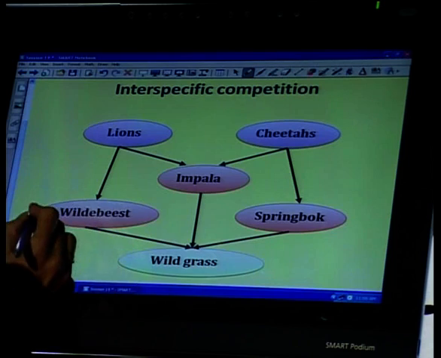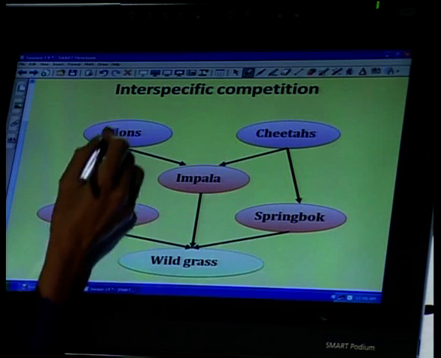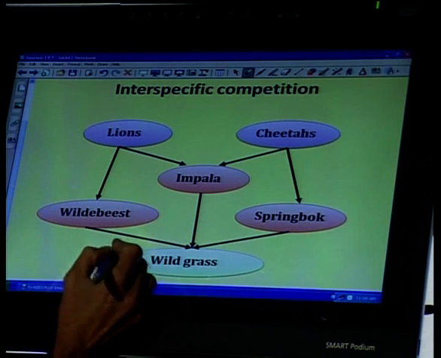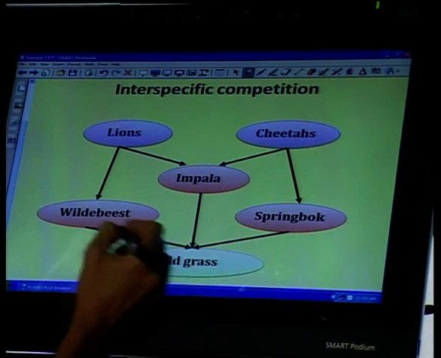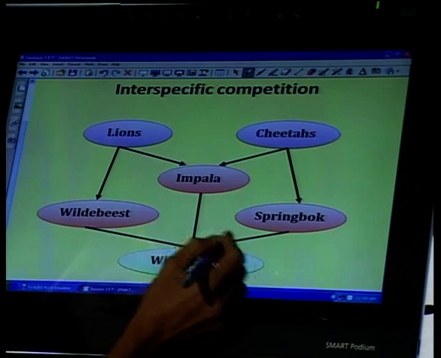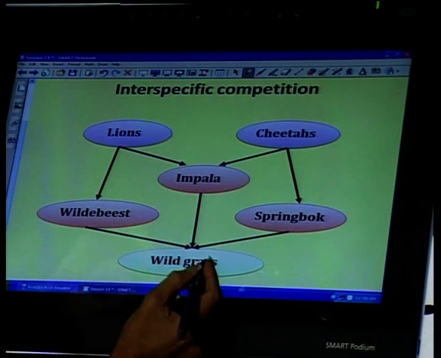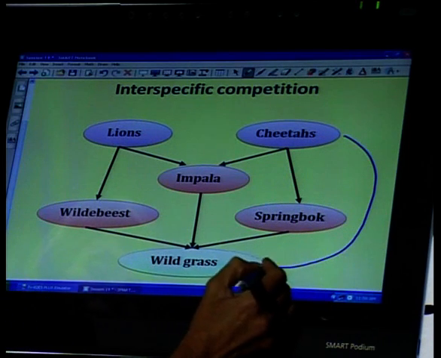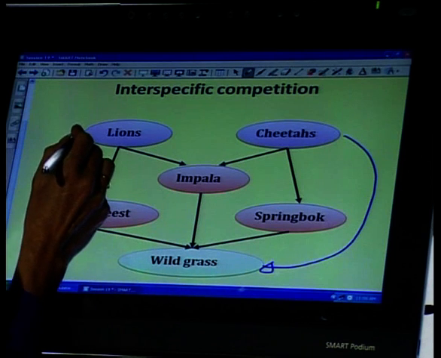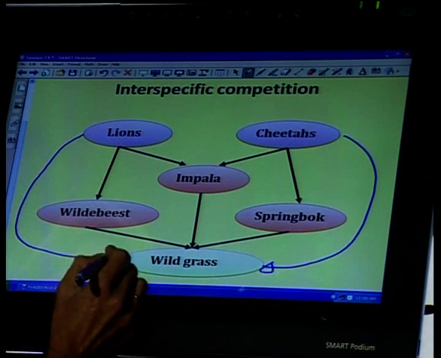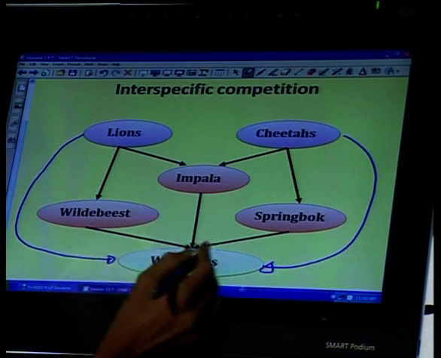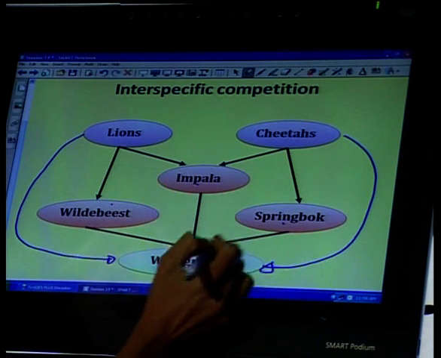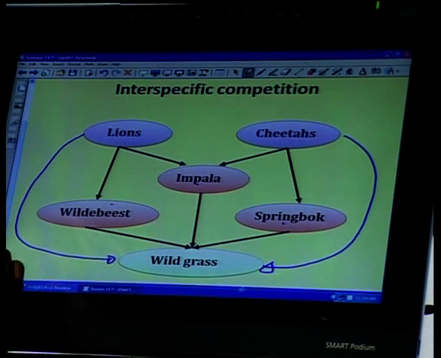You've got the wildebeest, which are far too big for a cheetah to catch, but the lions as a pride can catch the wildebeest. And at the end of the day, the springbuck and the impala and the wildebeest are going to eat wild grass and the plants and the shrubs that are around. So indirectly, your cheetah is dependent on wild grass, and your lions are dependent on the wild grass. Why? They don't specifically eat the wild grass, but the organisms that they eat are dependent on the wild grass.